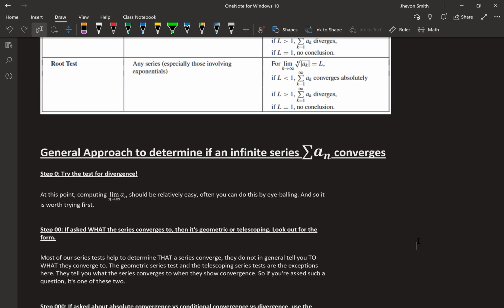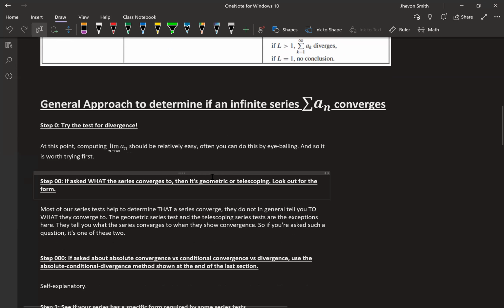If the test for divergence shows it diverges, you're done. You're just like, it diverges. End of story. Move on to the next problem. Also, sometimes a problem would ask you specifically what a series converges to. So again, this is something you're going to pay attention to before you even start the problem. It just depends on how the question is phrased.